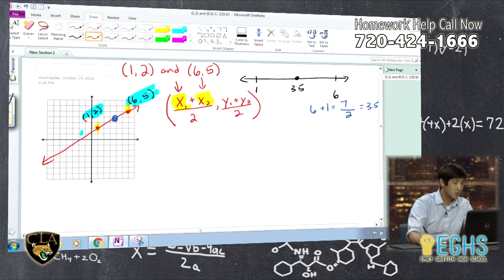And so what we could do, if you wanted to, is say, let's call this my first x-coordinate, and let's call this my second x-coordinate, and let's call this my first y-coordinate, and let's call this my second y-coordinate.